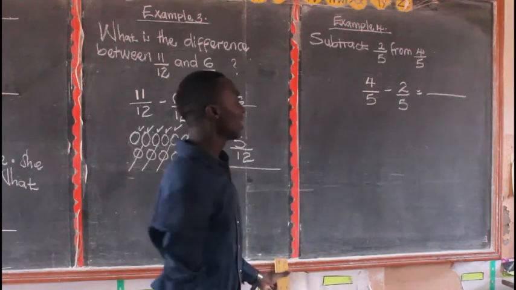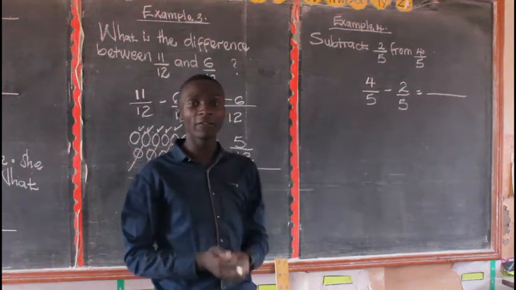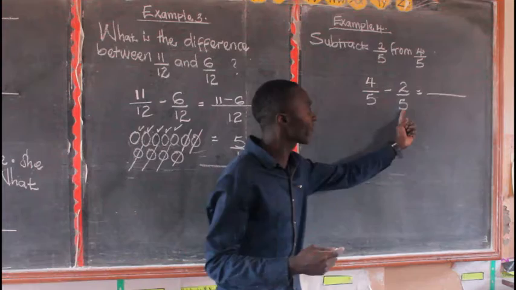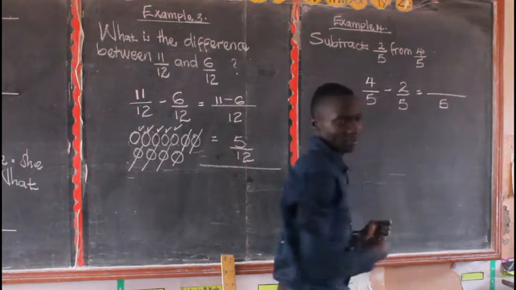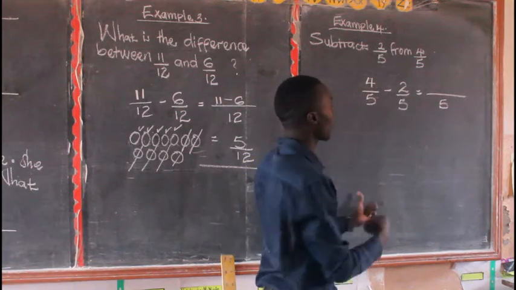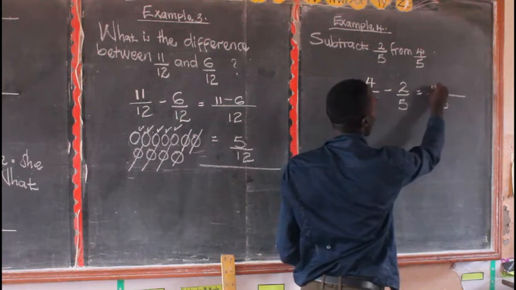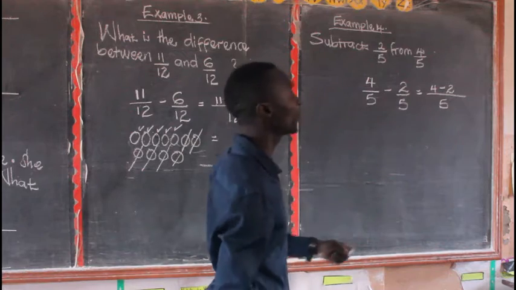That's my line. What is our common denominator? Here we are having 5 and here we are having 5. What is the common denominator? Since here we are having 5 and here is 5, it means that our common denominator remains 5. Now let us subtract our numerators, or the upper digits of a fraction. That is 4 minus 2. That's how we do it.